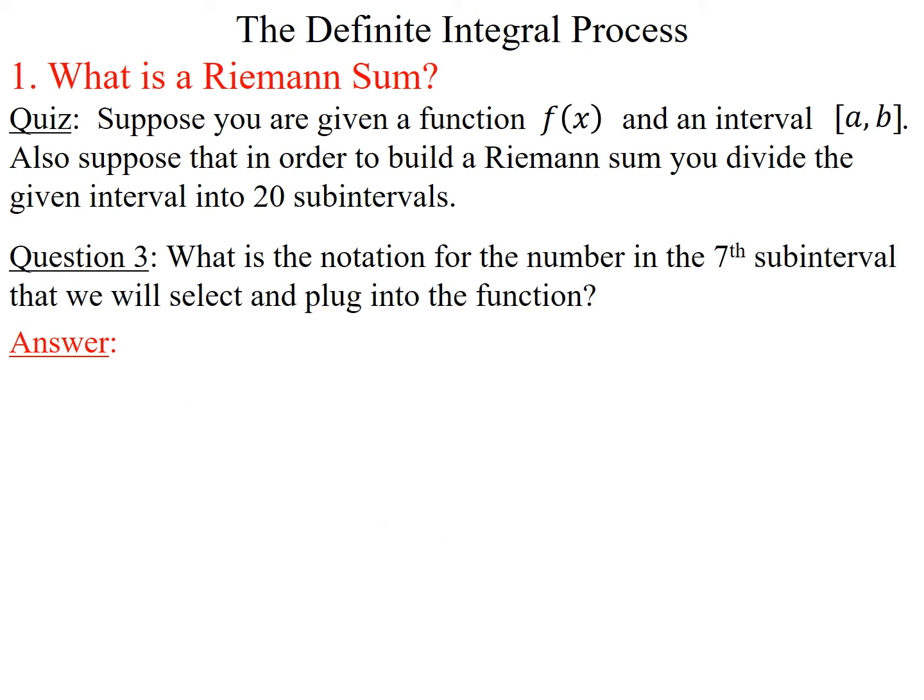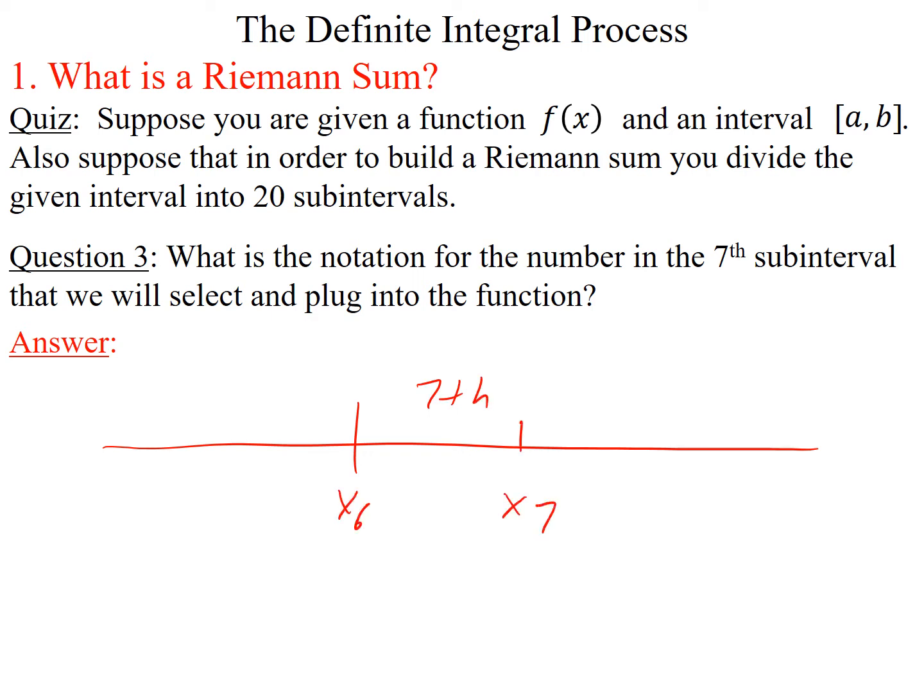What is the notation for the number in the seventh subinterval that we will select and plug into the function? So once you have the seventh subinterval and you have your endpoints there, you're supposed to plug in some number in that interval to the function. What's the notation for that? I would like you to be able to answer right away, but let me draw this picture again. The seventh subinterval, the endpoint here was x6, and then we have x7 here for the right endpoint. But again, you're going to pick some number inside, and what is that called?